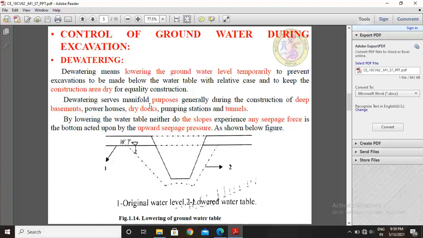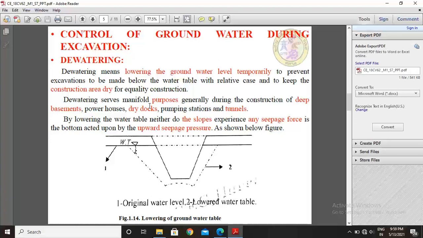Dewatering serves manifold purposes, generally during the construction of deep basements, powerhouses, dry docks, pumping stations and tunnels. By lowering the water table, neither do the slopes experience any seepage force, nor is the bottom acted upon by the upward seepage pressure.